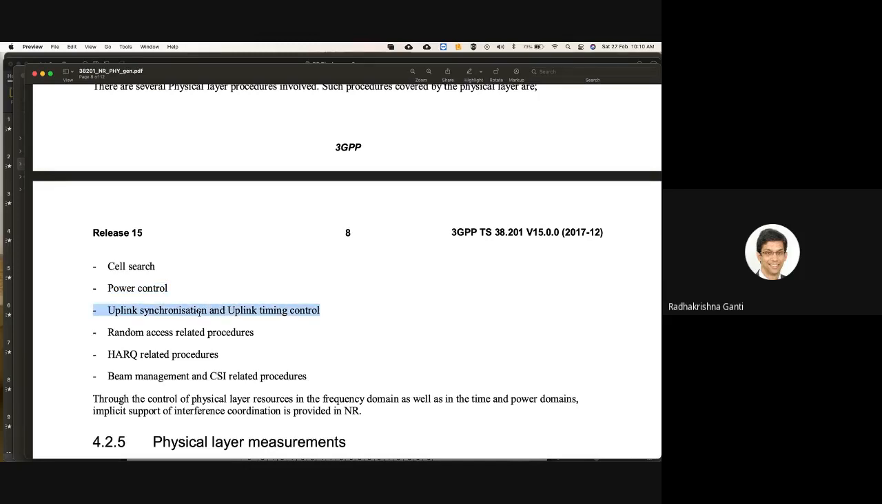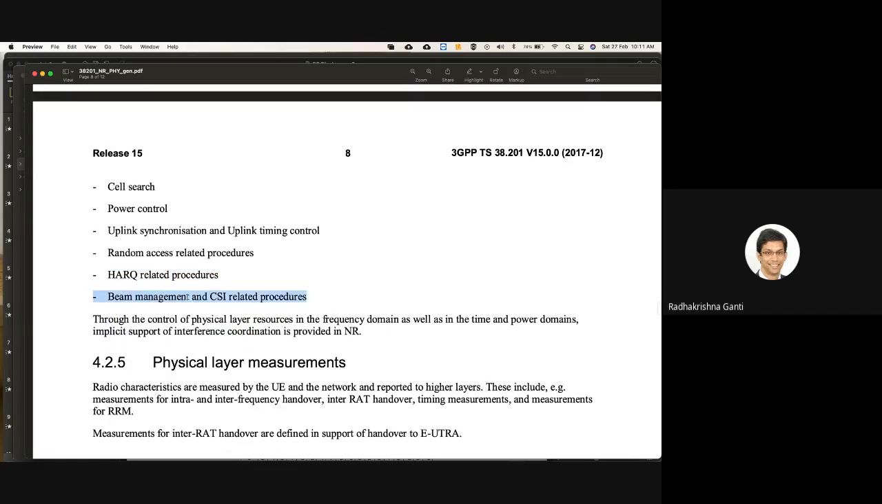Then uplink synchronization and uplink timing control, and random access related procedures, both called PRACH procedures. HARQ, hybrid ARQ, is a retransmission protocol with its procedures. And there are beam management and CSI-related procedures, channel state information related procedures. All these procedures are also described in great detail in the specification. We will look at all these things.